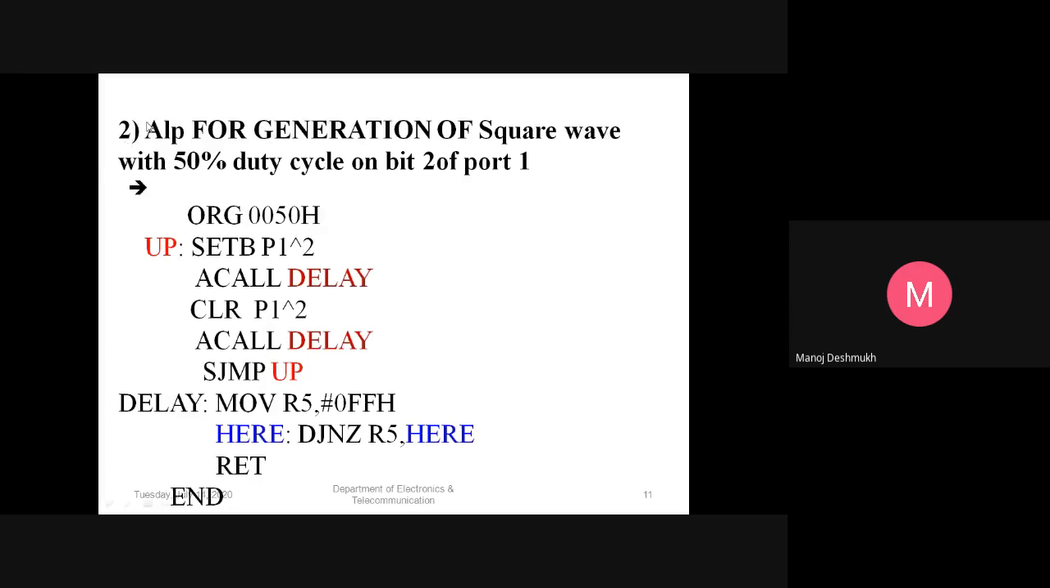When we want to generate an ALP, that is, write an assembly language program to create a square wave, suppose the pin on which we require the square wave is port 1 pin number 2, that is P1.2. Okay, so B2 is nothing but P1.2.